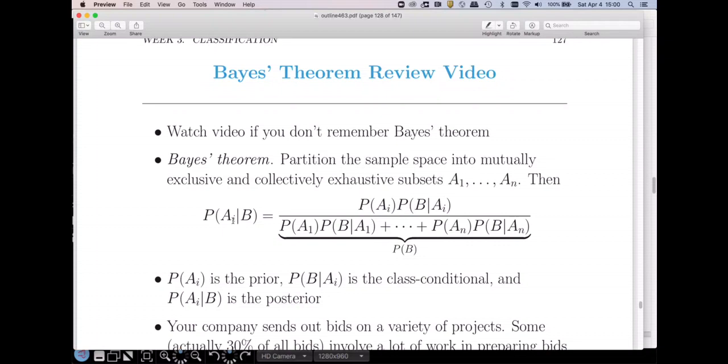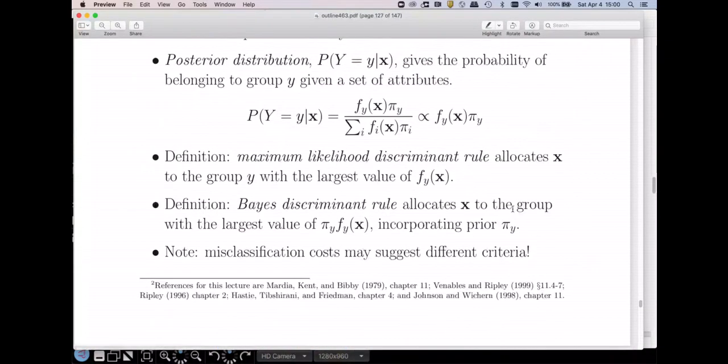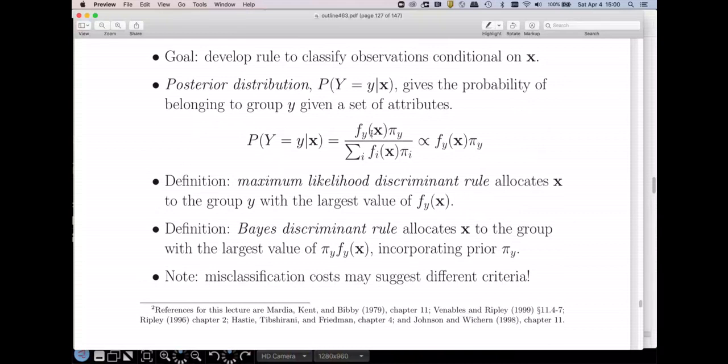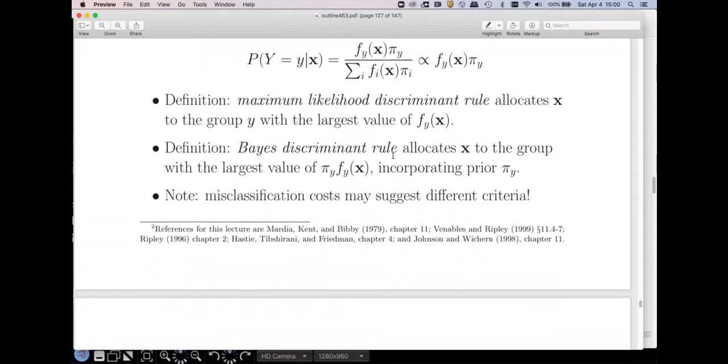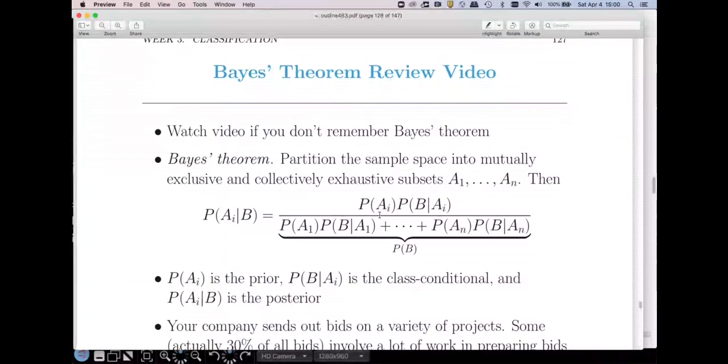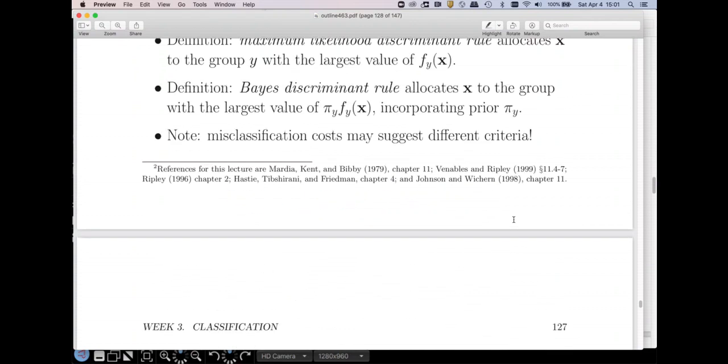You're going to see this is Bayes' theorem right here, and it looks a lot like this formula that I've given. So I've got a class-conditional distribution times a prior divided by the sum of all class-conditional distributions multiplied by their priors. In this case, the a sub i's are the priors. Here are your class-conditional distributions. And so, again, I have a prior times a class-conditional divided by the sum. All right, you can watch that on your own.